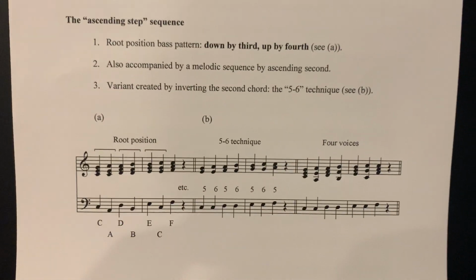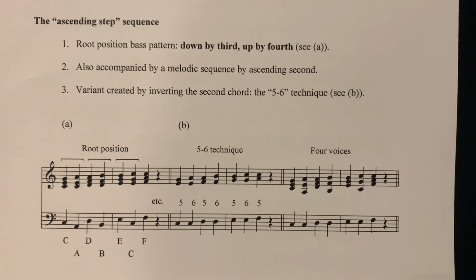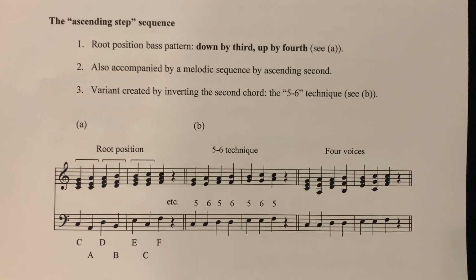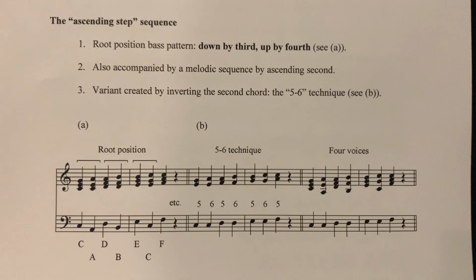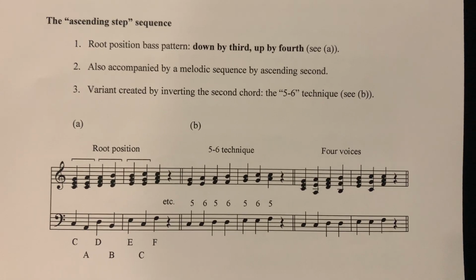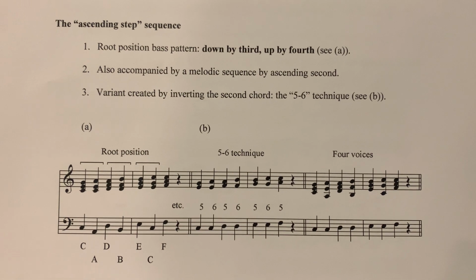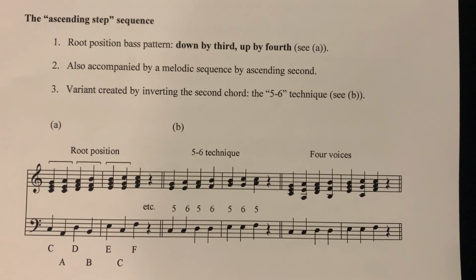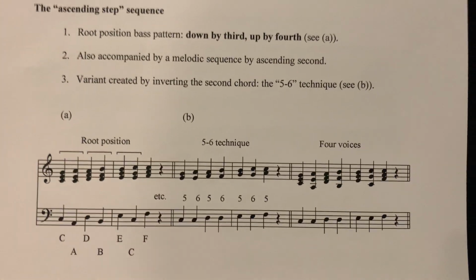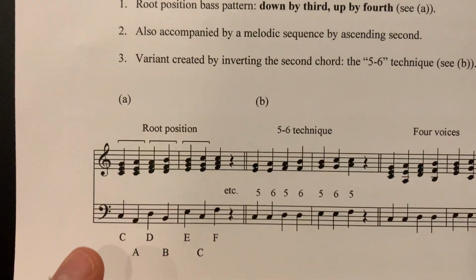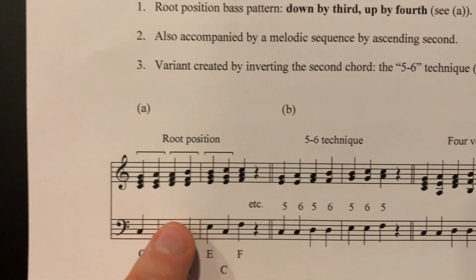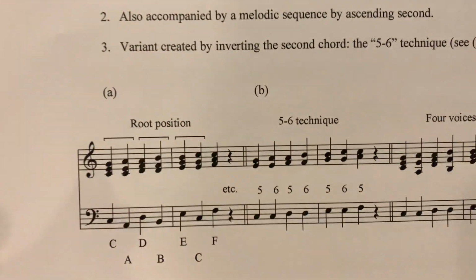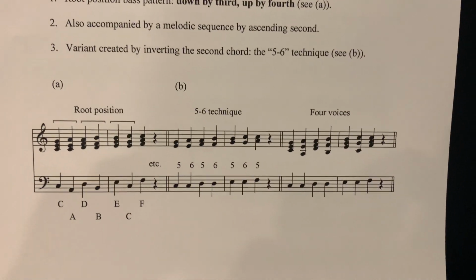Now, a little more useful and definitely more stylistically common, especially in the Baroque era, is this last one I'm going to talk about. This one actually has the name, the ascending step sequence. This one, of course, also moves up by a second, a melodic sequence by second, but the root pattern is different. Okay, so this is going to take a little bit of memorization. The root pattern of this one is down by third, up by fourth. All right, so notice here, down by third, up by fourth, down by third, up by fourth, kind of ramping you up as you go along there.